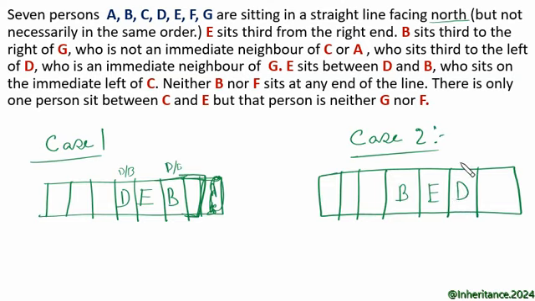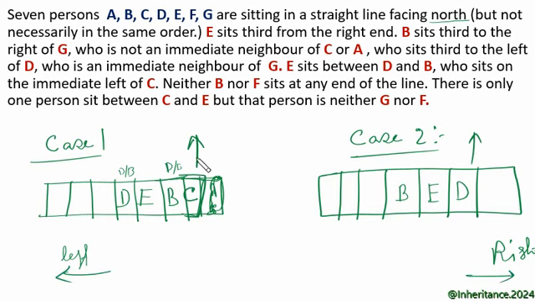B who sits on the immediate left of C. B can't sit on the immediate left of C here because everyone is facing north, right? So if B sits immediate left of C, then C must be here. So this is the left side and this is the right side. Okay, this is the left side and this is the right side.